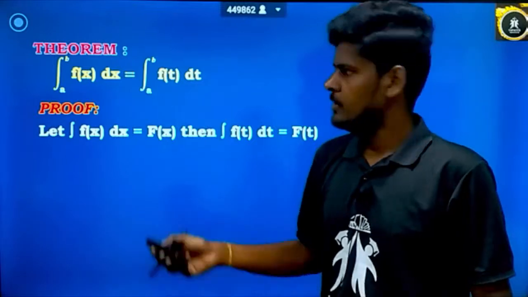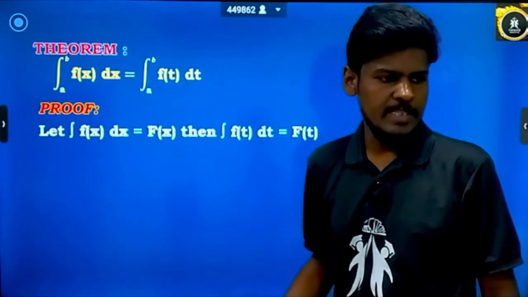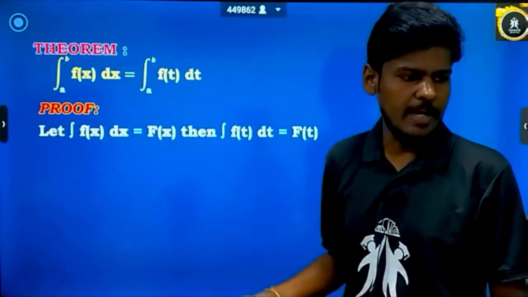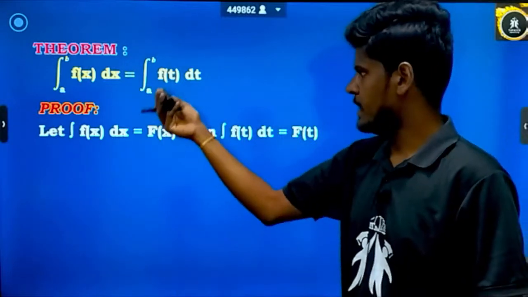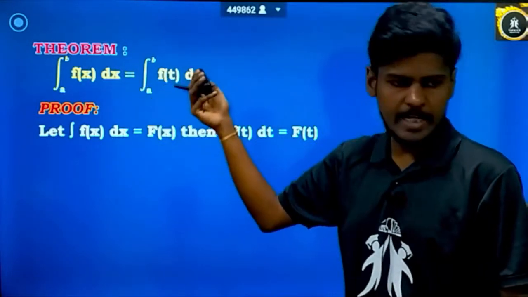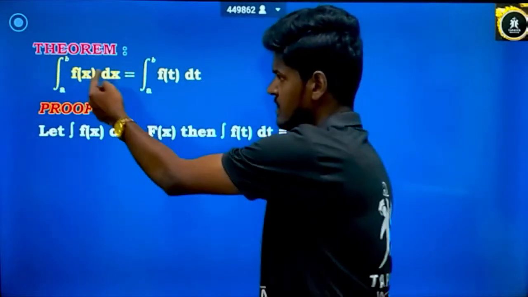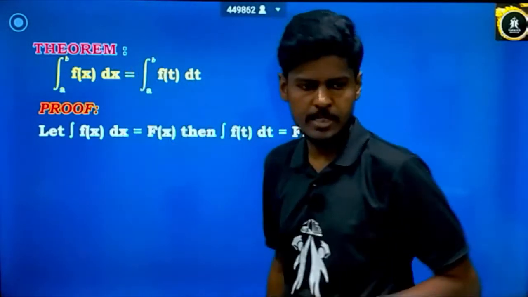It is easy to prove. First, what is the evaluation of integral a to b f of x? That will be capital F of b minus capital F of a. Similarly, what will be this integral? Again, it will be capital F of b minus capital F of a. Why do we have the same function? Because here f of x, f of t. That means we are having the same function.